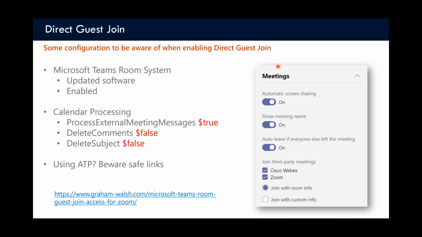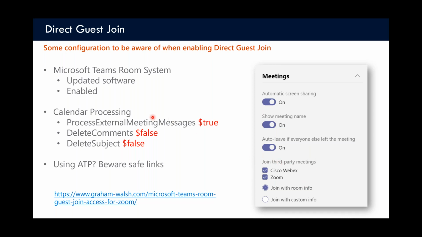So this screen grab is from the Microsoft Teams Admin Center, where I've gone and looked at the settings on a Microsoft Teams room system, and you'll see that we can actually tick those settings now from the back end, from the Microsoft Teams Admin Center, rather than actually doing it from the device itself, okay? So that needs to be enabled.